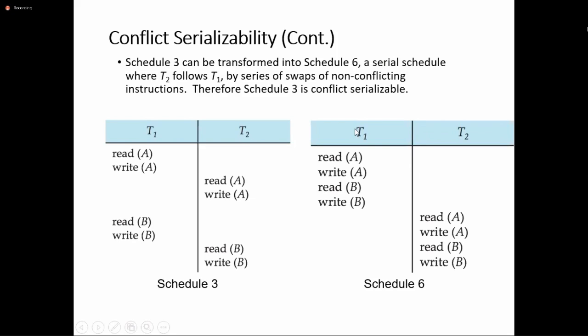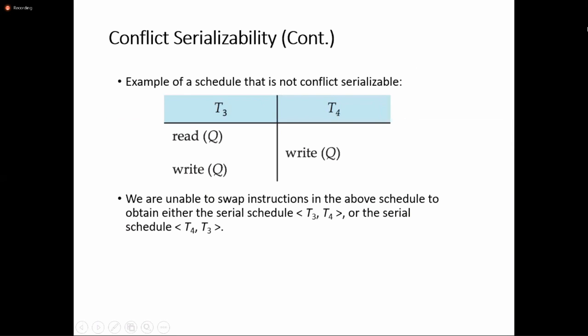Then the schedule can be transformed into schedule 6, a serial schedule where T2 follows T1, by a series of swaps of non-conflicting instructions. There are no conflicting instructions. Therefore, schedule 3 is conflict serializable. It is possible.